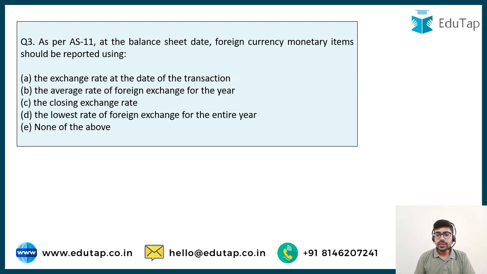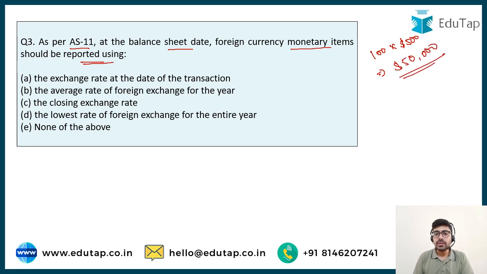Now let's move on to the next question. As per AS 11, at the balance sheet date, foreign currency monetary items should be reported using. So now what is going to be this particular case? We bought 100 phones, $500 each. So we had to make this payment of $50,000. This payment is still not made on 31st March 21. So at the balance sheet date, this $50,000 is still pending. So how should we report this transaction?